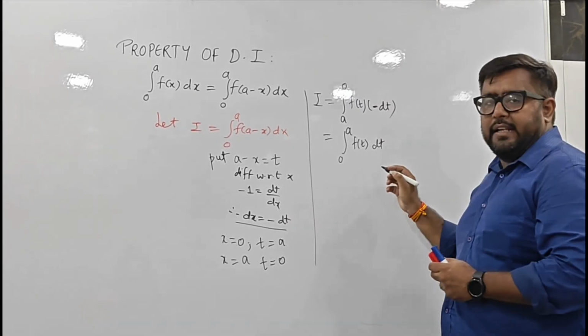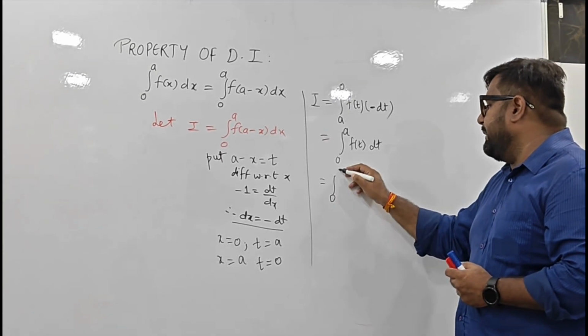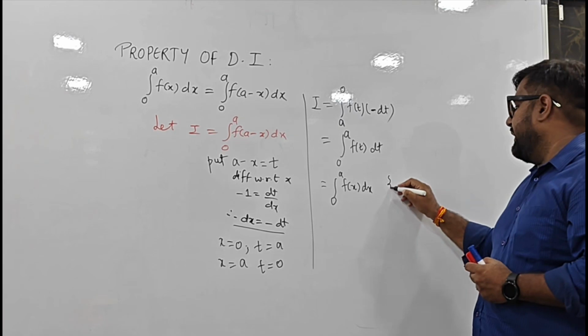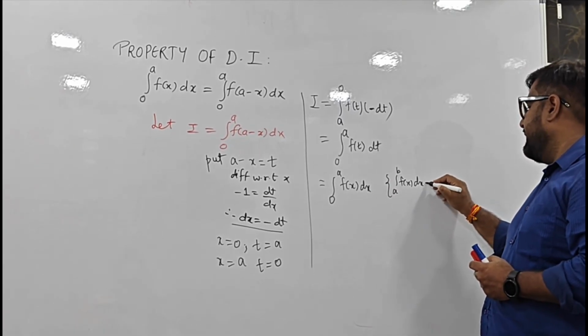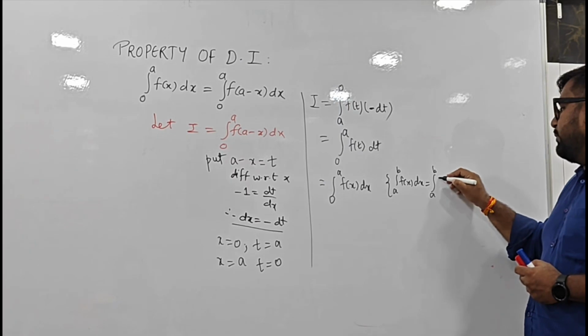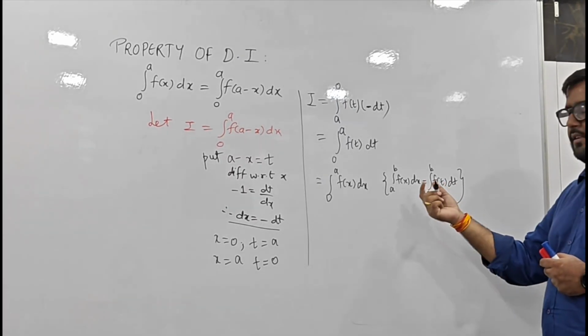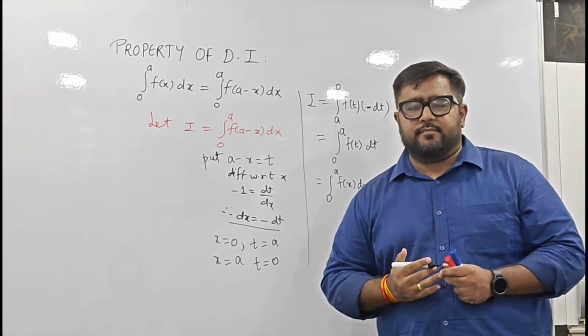Now in f(t) dt, you need to replace t dt simply as x dx, because there is the property integral a to b f(x) dx is equal to integral a to b f(t) dt. You can simply replace the alphabets here. So this is the property.